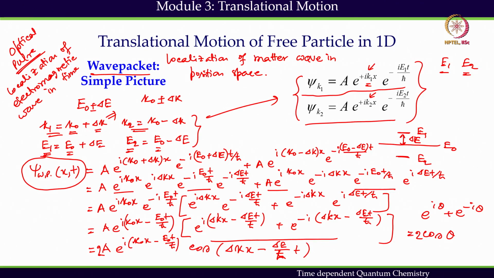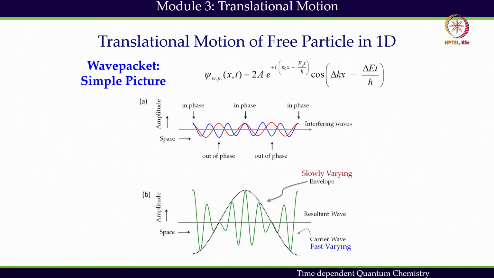This form has two components. This is just a constant. It has this component, it has this component, and if we compare these two components with the plane wave, both components are representing a plane wave, but there is a difference. The difference is that here the variation depends on k naught, here the variation depends on the difference. So one is a slowly varying component, and another one is a fast varying component. So this is the final form, a simple form of the wave packet.